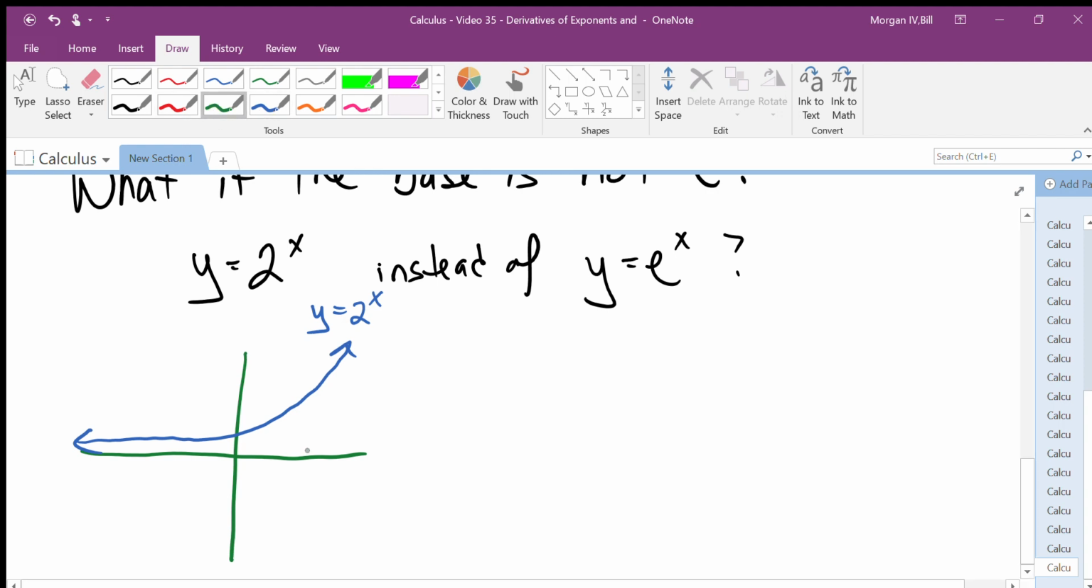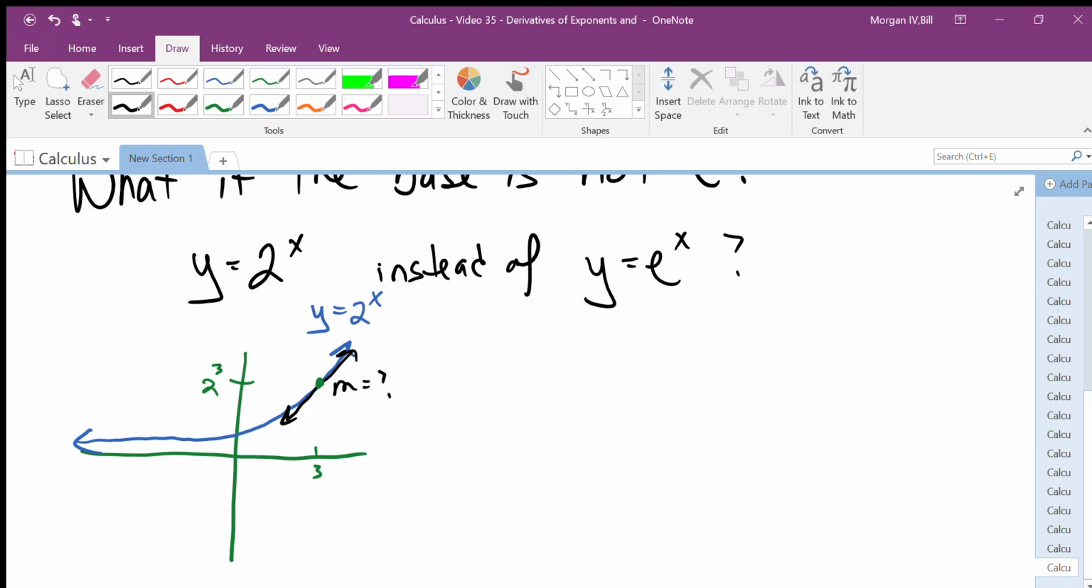If we plugged in a number here, let's say 3, we get a y value that's 2 to the third, or 8. The question is, what is the slope of the tangent line? Is it also 8? Is it also 2 to the third? The answer is no. It's not, but it's close.